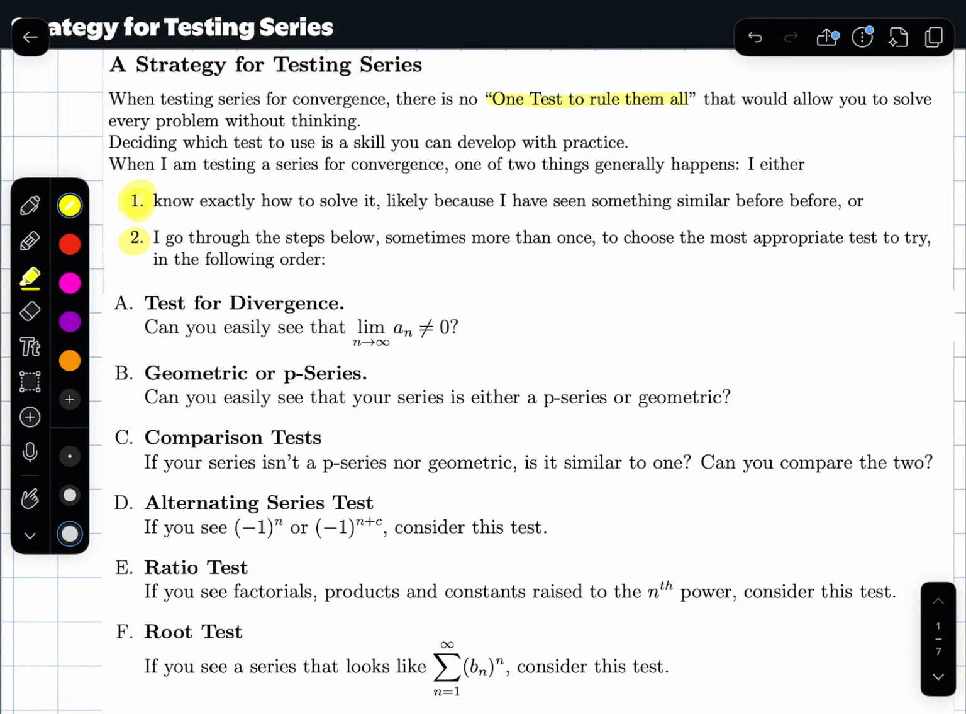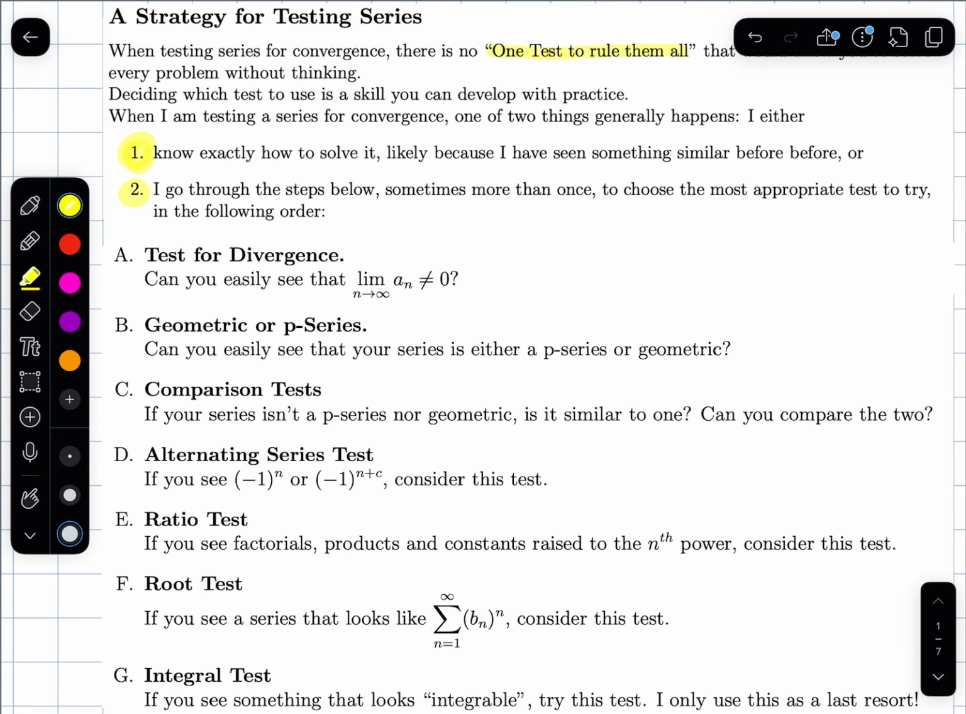Two, if I don't immediately recognize this as something that I've seen before, I will then go through these steps A through F. There's a G actually underneath, so A through G, that I feel are a good sequence of steps to take, a mental step-by-step checklist that helps you decide what to do. So first of all, looking at the series, I'll think, can I easily see that the limit of the general term is 0? Because if I can easily see that, then I'll use the test for divergence.